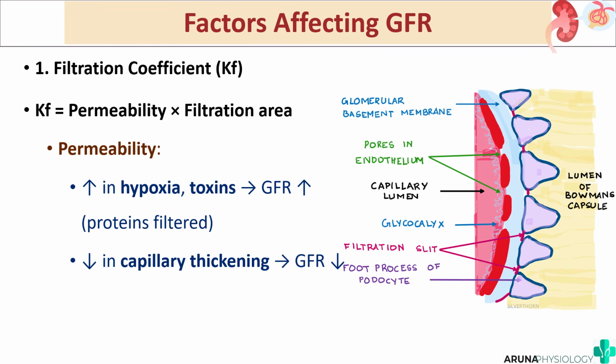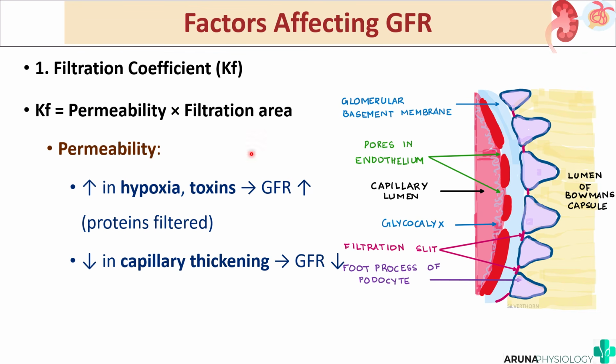Permeability usually increases in the presence of hypoxia and toxins. Permeability increase means the GFR will be increased. There will also be a chance that proteins are filtered because the permeability has changed. Now suppose there is capillary thickening. In that case, the permeability would be decreased and GFR would be decreased. So these are two factors which affect the permeability, which determines the filtration coefficient.